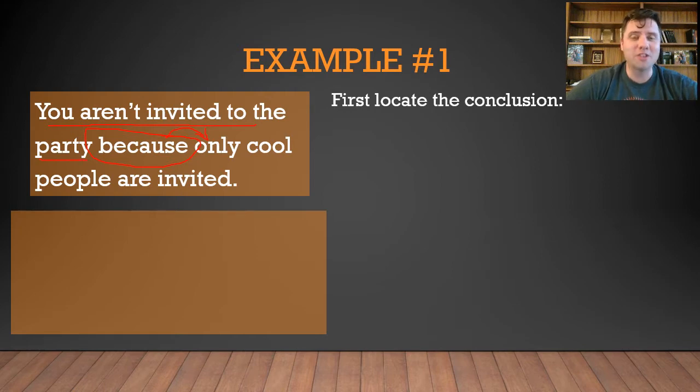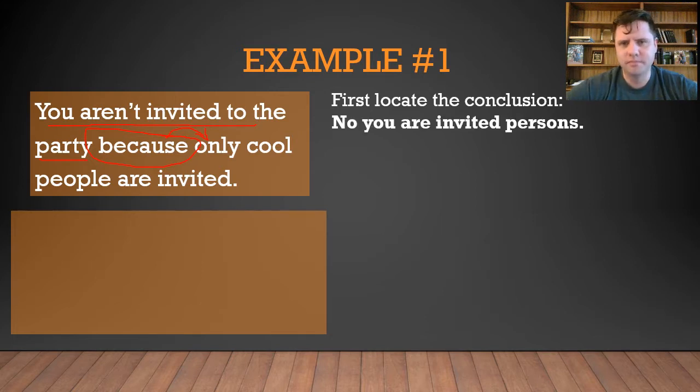Now remember, we learned how to translate these into standard form, where we have to use all, no, some, or some are not. In this case, we wouldn't say "you," remember we use all or no, so we could say either no, you are invited to the party, or all you are not invited to the party, or an uninvited person. So here we're going to say no, you are invited persons. No, you are invited persons.